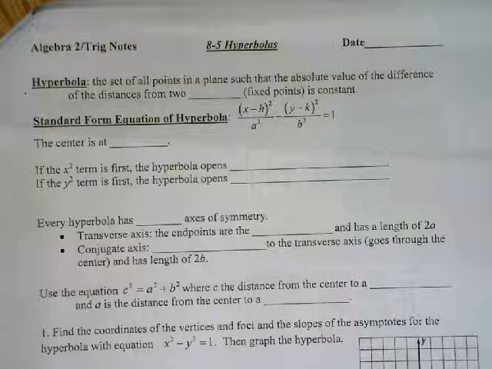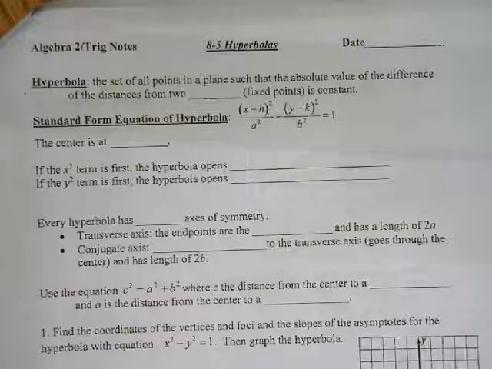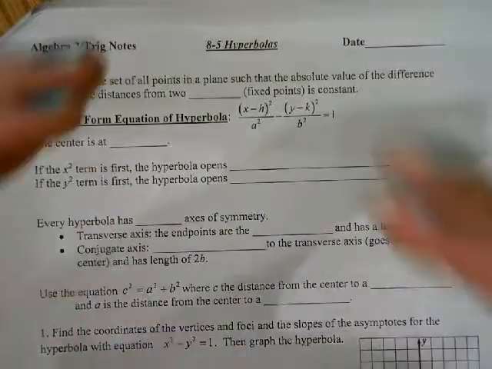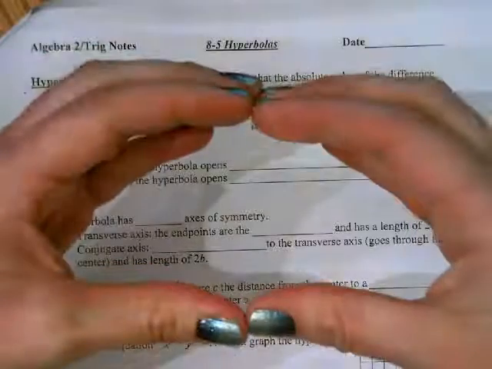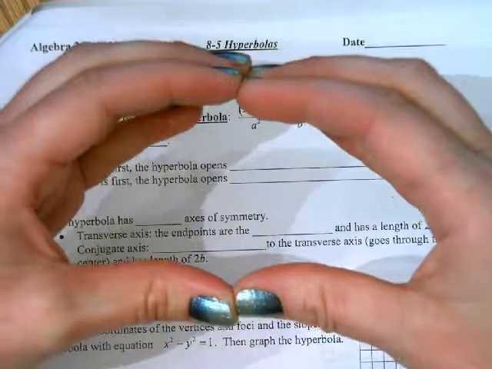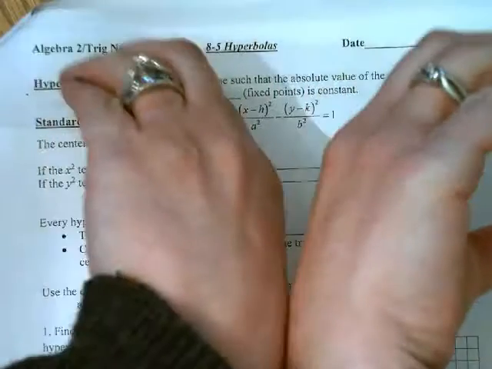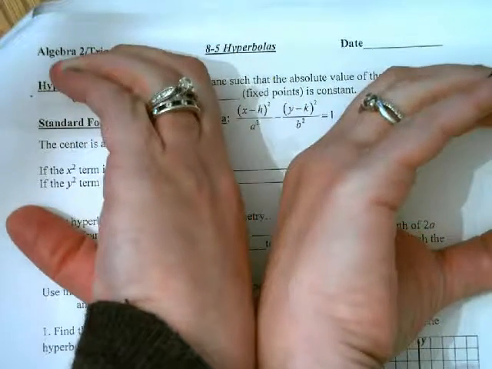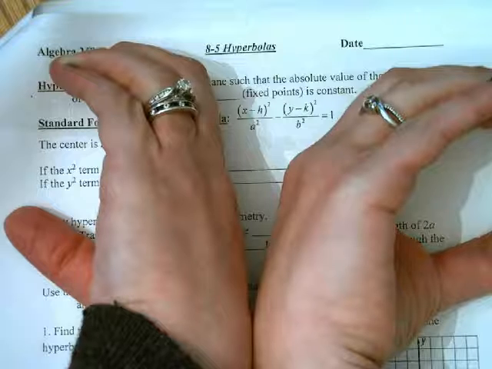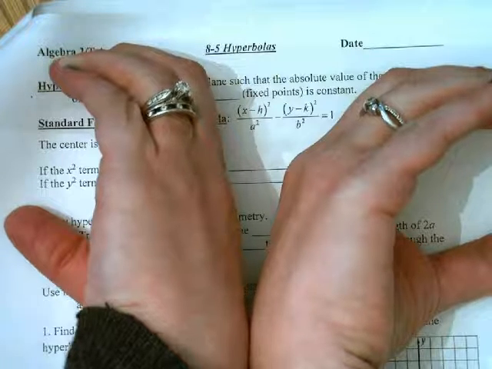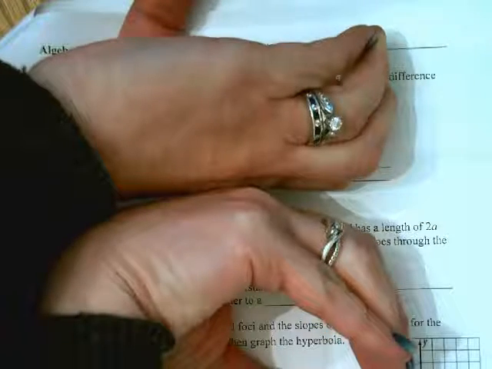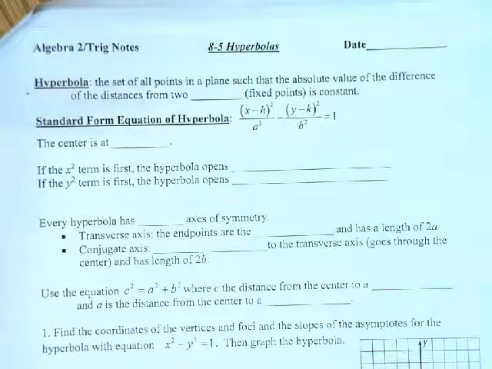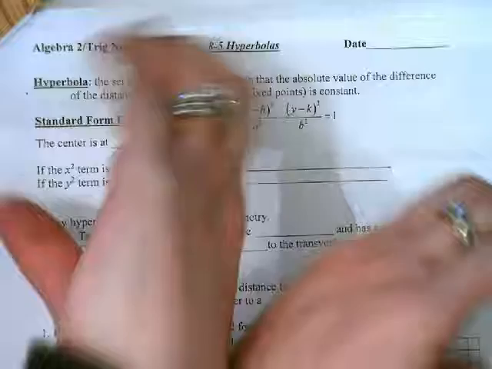Okay, with a hyperbola, it does the exact opposite of what the ellipse just did. In an ellipse, we had two parabolas facing each other. With a hyperbola, now we have two parabolas facing opposite directions. We can have parabolas going this way, we can also have them going up and going down. When you get to pre-calc, they will start to go diagonals. Okay?